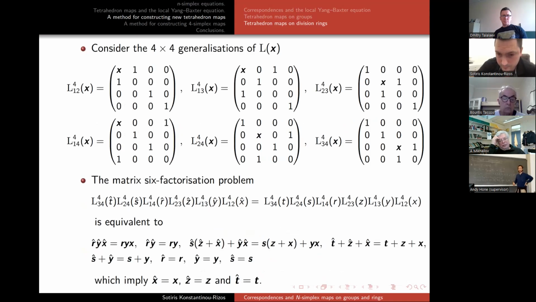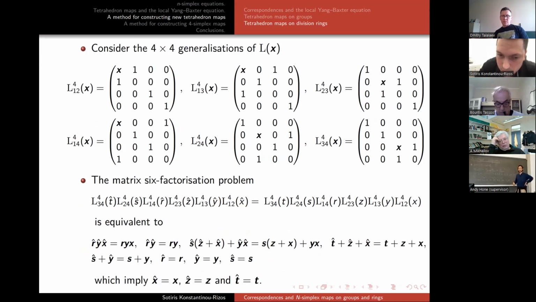Could you comment on what kind of solution to the tetrahedron equation you obtain in this example? Sorry, if I can comment on which kind of solutions to the tetrahedron equation I obtain? Yes. Am I right that this example produces... No, this example has a unique solution. It's not a correspondence, if you're talking about the non-commutative Hirota map.